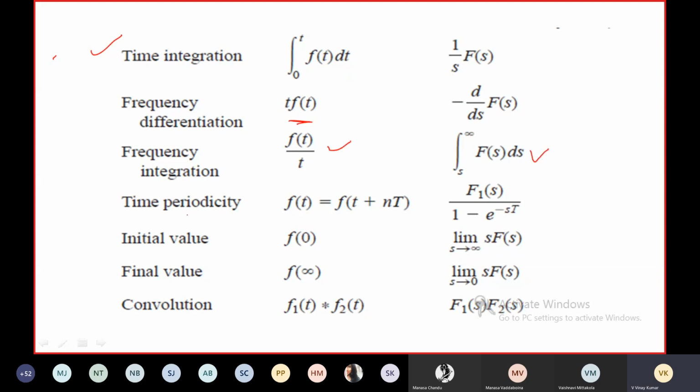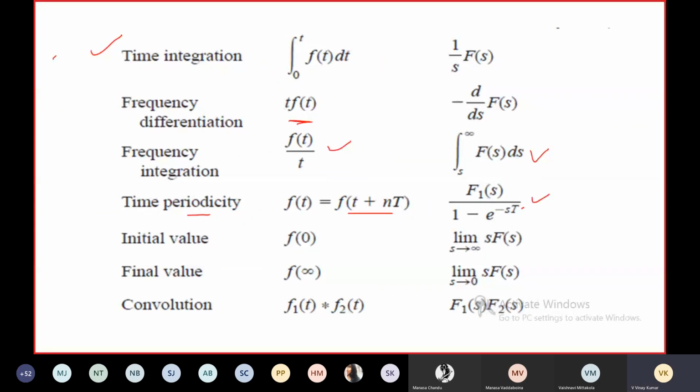Next, time periodicity. If you have any waveform with some time periodicity, then you can have the formula F1 of s by 1 minus e power minus sT, where T is the time period.